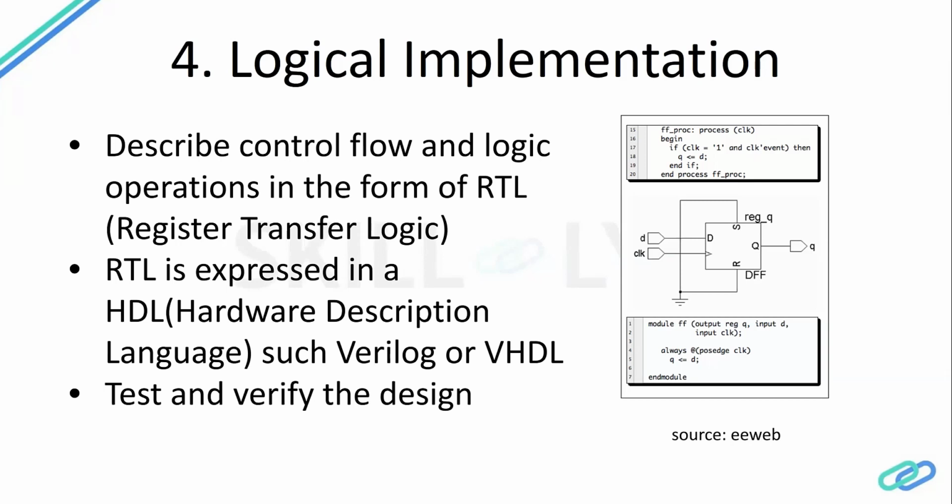On your right, you can see a diagram. There is a set of code, and there is a representation of that code in the form of a schematic. This code which you can see on your right is representing a D flip-flop. We will look at how this happens later in the example.